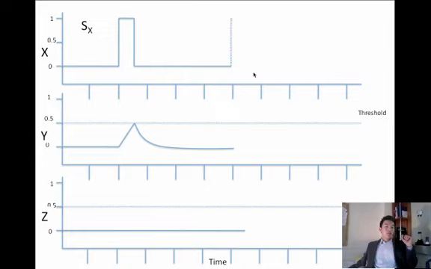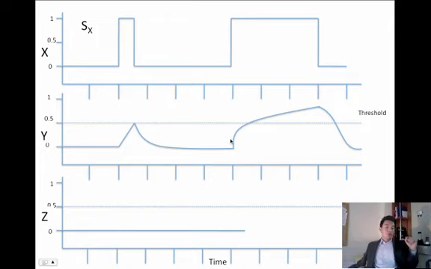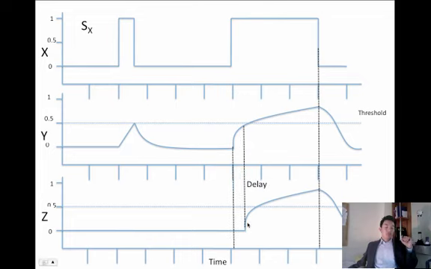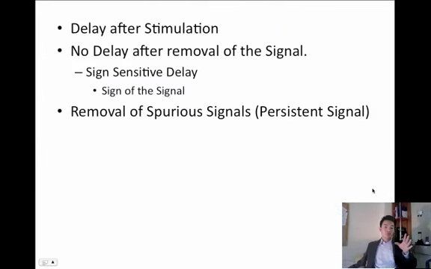Now, when you have a really long signal, the second TR factor is able to cross its threshold value. Once it crosses the value, only then Z starts accumulating, which means you have a delay in production of Z, but there's no delay when it goes out. This is the wonder of the AND gate of the FFL. Now, if you look at a graphical representation, we have the delay after stimulation. There's no delay after removal of signal.